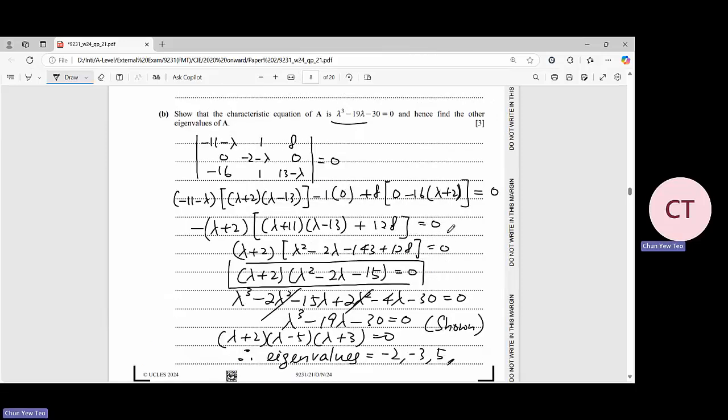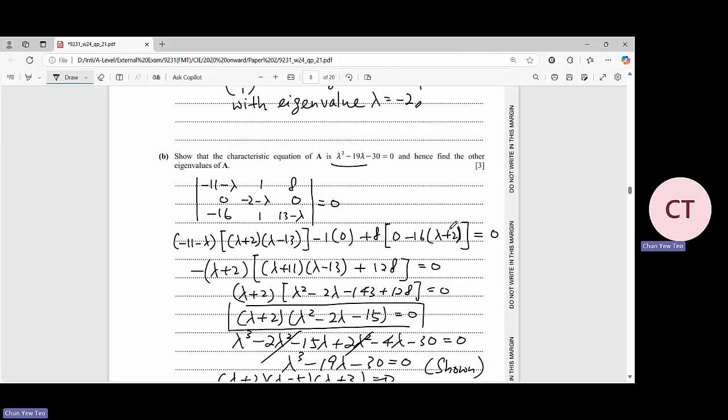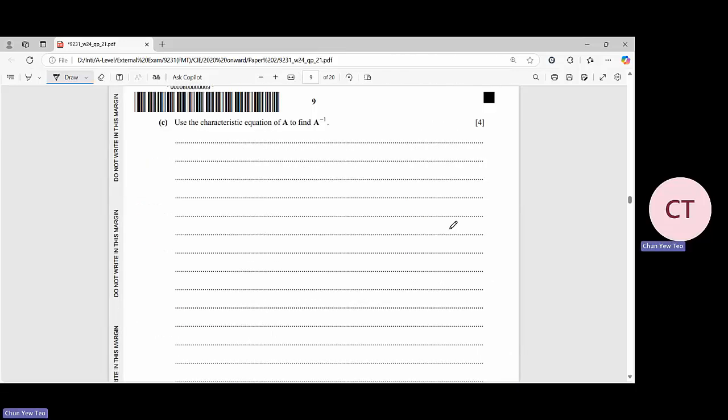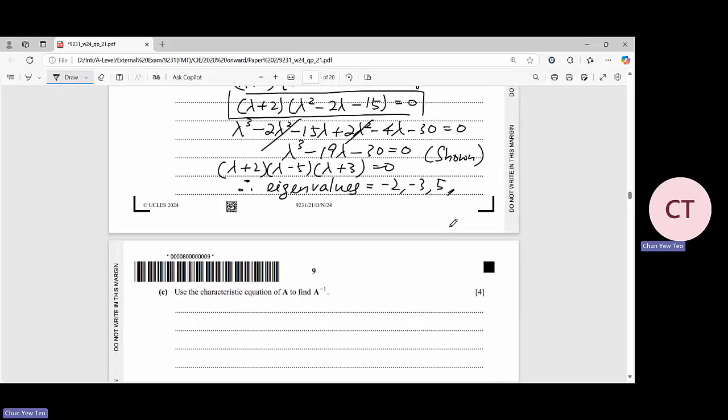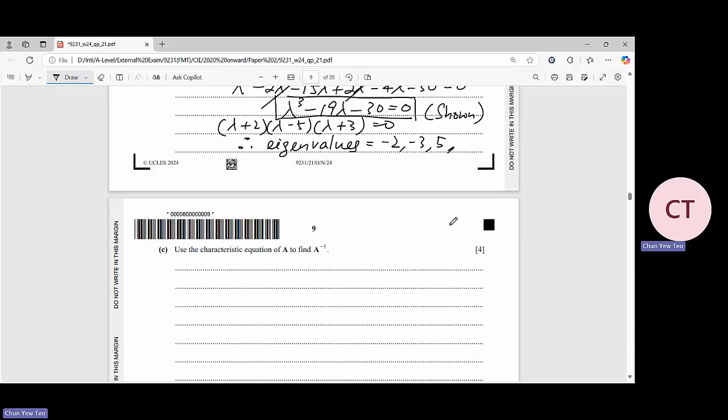Okay, so done. This is the answer for number 4B. We haven't finished yet. We still have 4C: use the characteristic equation of A to find the A inverse. So this is the characteristic equation of A. In order to find the inverse, we will need to apply something called the Cayley-Hamilton theorem. Just mention the Cayley-Hamilton theorem.